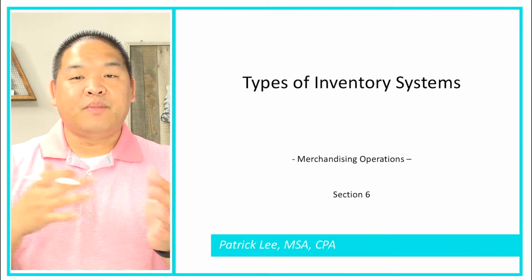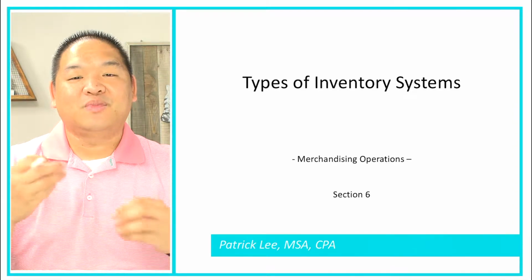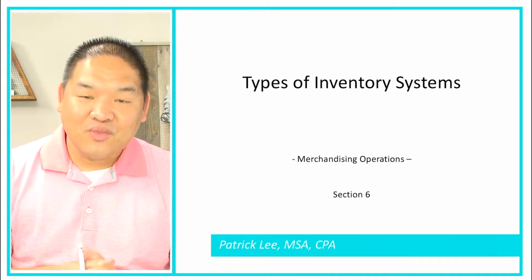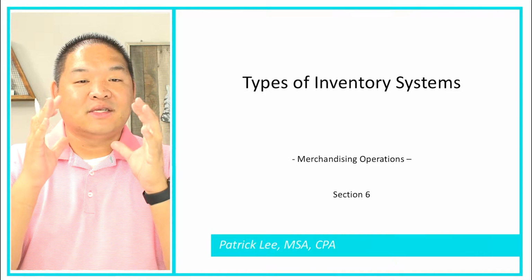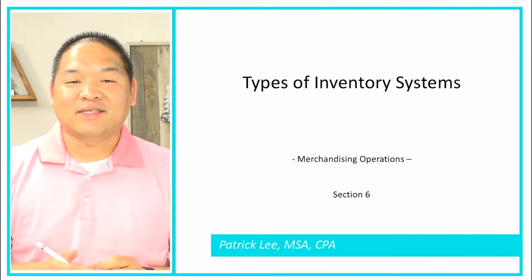We're looking at perpetual and periodic. Perpetual is what's used by big companies. Periodic is what's used by small companies. So hope that makes sense a little bit, and we will see you in the next lesson.